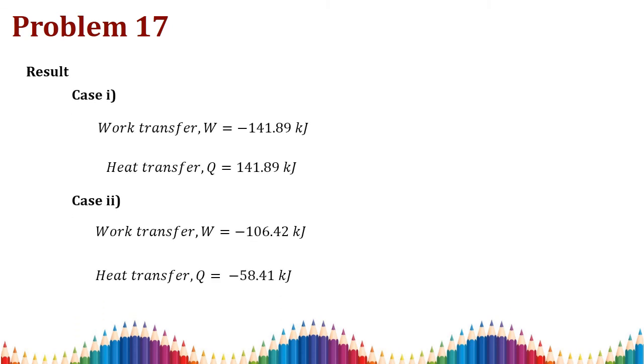So as a result, for the first case, the work transfer is minus 141.89 kilojoule and the heat transfer is 141.89 kilojoule. But in the second case of argon, the work transfer is minus 106.42 kilojoule and the heat transfer is minus 58.41 kilojoule.